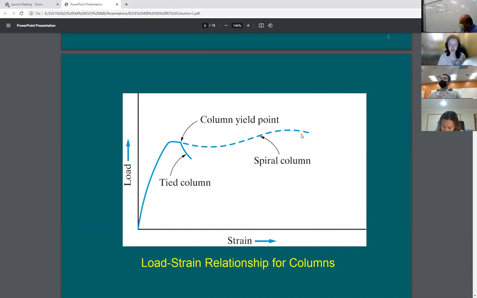So actually, the confined concrete properties. So what do I mean by confined concrete? Now this concrete, when you put the ties or the spiral around it, you're enhancing the properties. You're changing the stress-strain relationship for it.